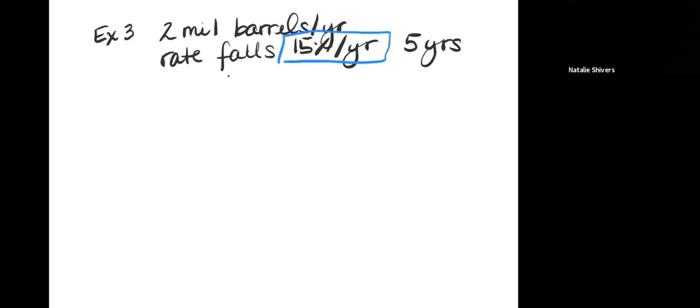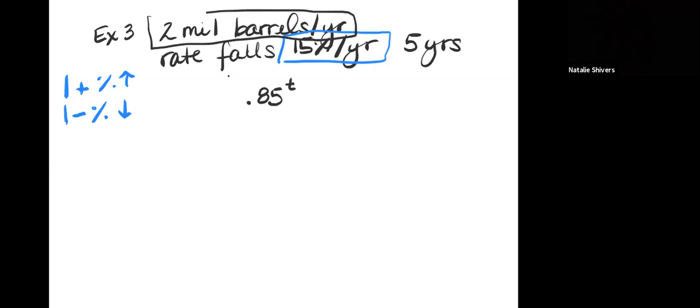And we're always going to deal with we're going to either add 1, so we're going to do 1 plus the percentage if we're rising, and we're going to do 1 minus the percentage if we're falling. Okay, so the big part of the integral is going to be this 0.85. Okay, and then we're going to go to the t for the amount of time. Okay, the 2 million barrels is an initial value.